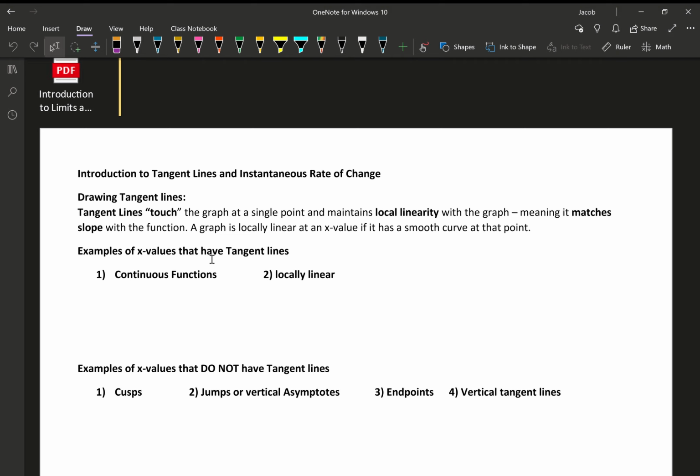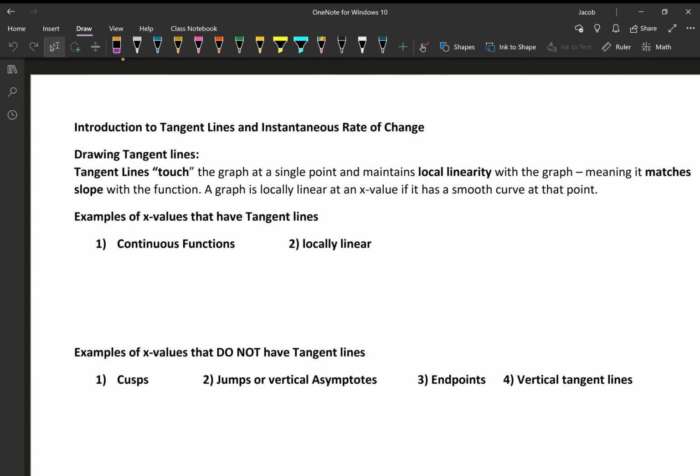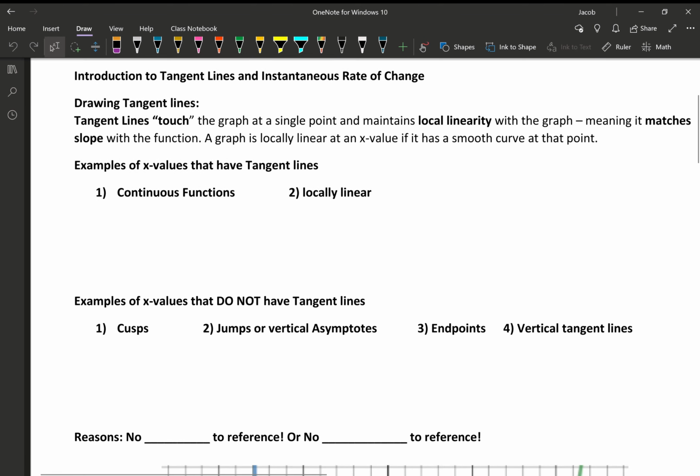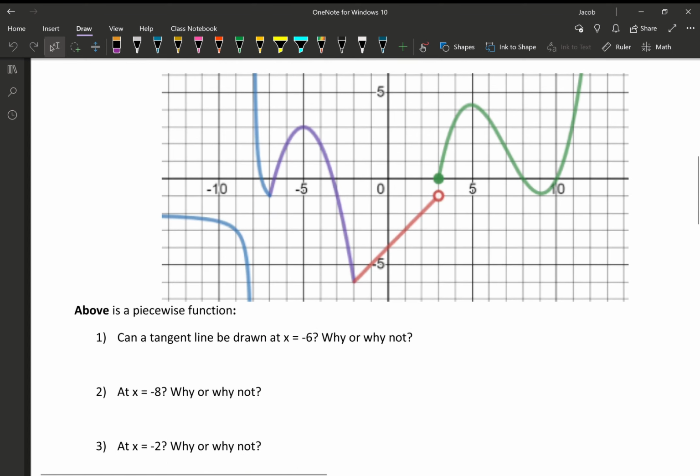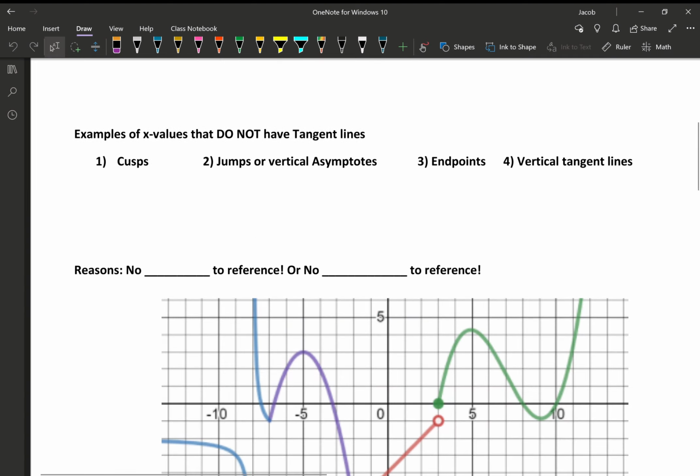Hi, welcome to Introduction to Tangent Lines and Instantaneous Rate of Change. In this lesson, we'll be looking at how tangent lines are drawn on a graph, as well as interpreting the slope of those tangent lines, which are leading to a very big concept in calculus, which is the concept of derivatives.